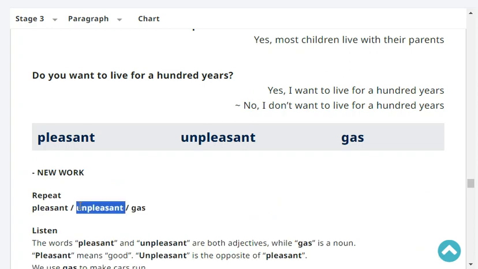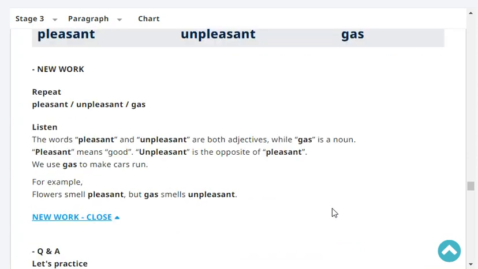Okay. Next, repeat. Pleasant. Unpleasant. Gas. Very good. Okay, listen. The words pleasant and unpleasant are both adjectives, while the word gas is a noun. Pleasant means good. Unpleasant means bad or not good. It's the opposite of pleasant. We use gas to make cars run. For example, flowers smell pleasant, but gas smells unpleasant.